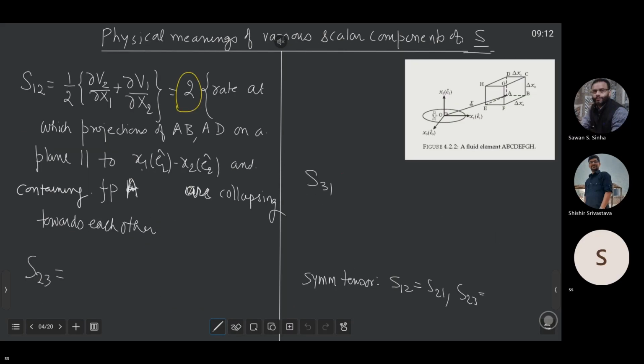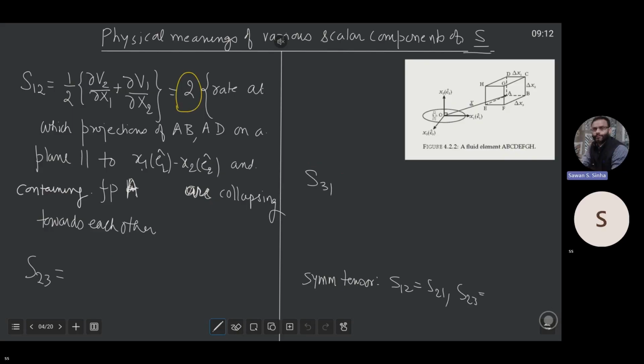Move on. Now I'm talking about S12. S12, according to the mathematical definition of the strain rate tensor, will turn out to be this. Does it have a physical meaning? Does this have a physical meaning?